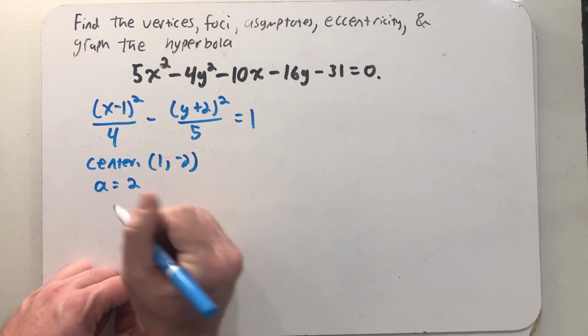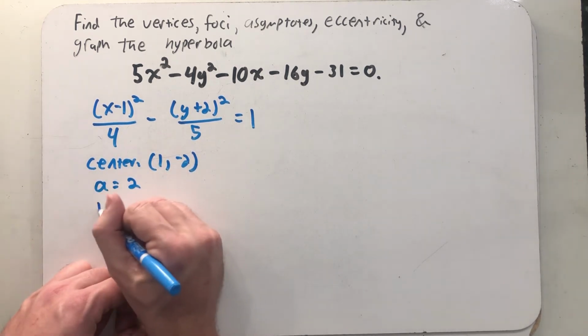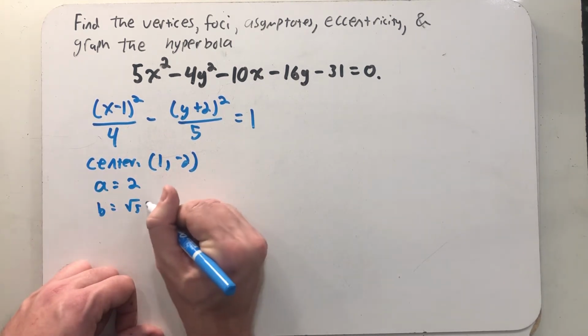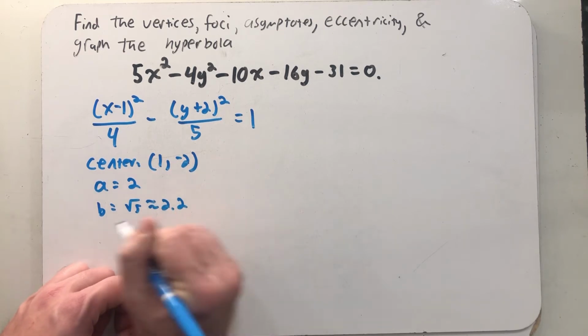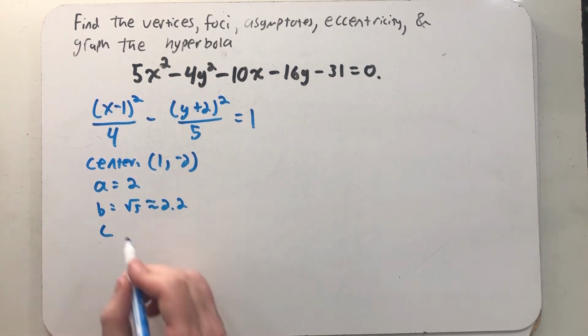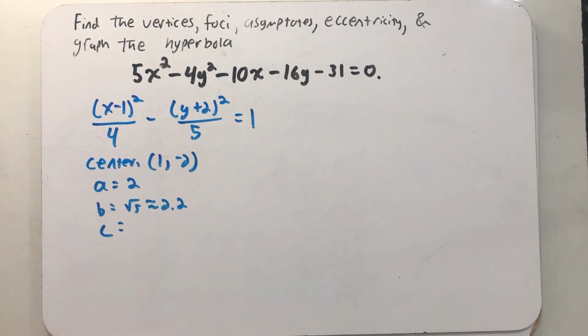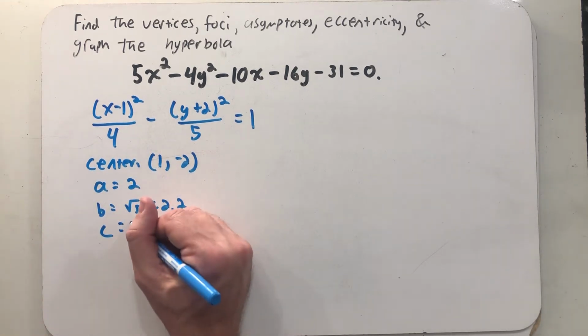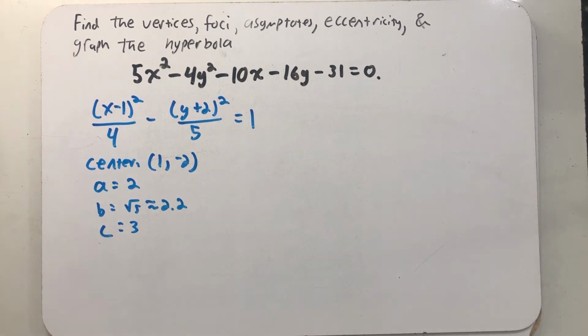a is going to be 2, right? The square root of 4, and then b is the square root of 5, which is about 2.2. And then c, well, let's see, c squared is a squared plus b squared, so that's 9. Take the square root, and we get a 3. The vertices and foci are going to have very nice ordered pairs because a is 2 and c is 3. But my central rectangle, I'm going to have to go up and down about 2.2, that square root of 5.